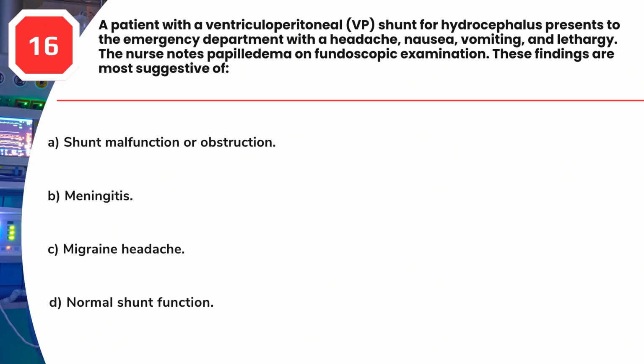Question 16. A patient with a ventriculoperitoneal (VP) shunt for hydrocephalus presents to the emergency department with a headache, nausea, vomiting, and lethargy. The nurse notes papilledema on fundoscopic examination. These findings are most suggestive of A. Shunt malfunction or obstruction. B. Meningitis. C. Migraine headache. D. Normal shunt function.